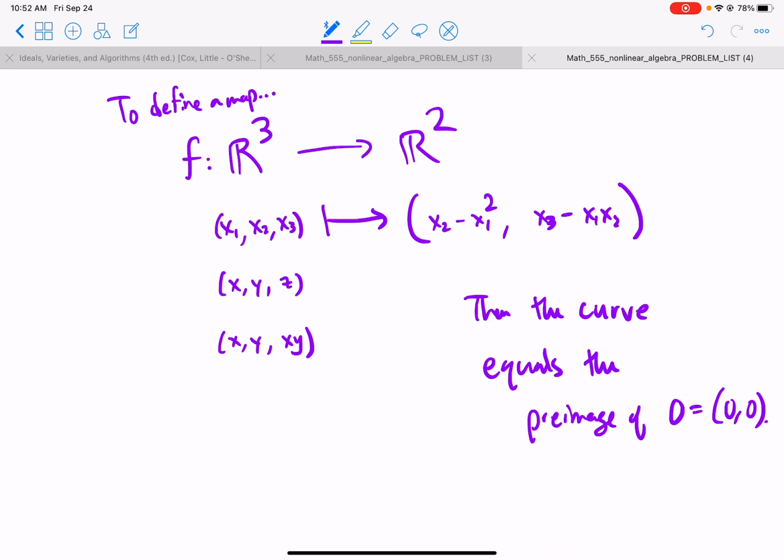Yeah. So in other words, here's this map. Only very special x1, x2, x3 will make both of these 0. Those very special points are the preimage. In this case, a curve.